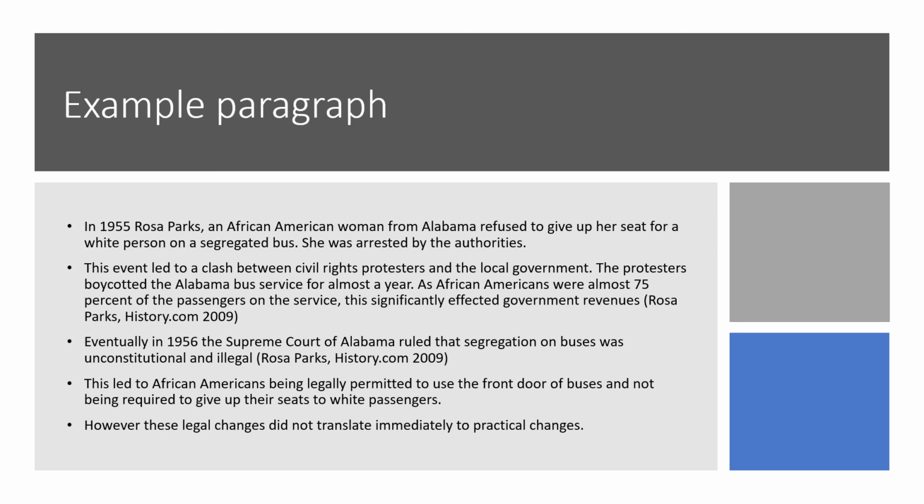Eventually, in 1956, the Supreme Court of Alabama ruled that segregation on buses was unconstitutional and illegal. That's a change. This led to African Americans being legally permitted to use the front door of buses and not being required to give up their seats to white passengers. That's also the change. However, these legal changes did not translate immediately to practical changes. That is a bit of continuity, and I'll talk about that a bit later.